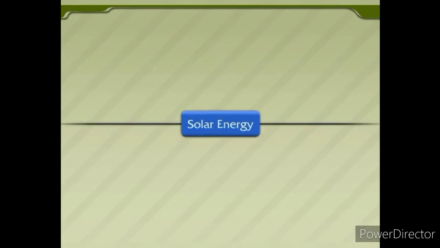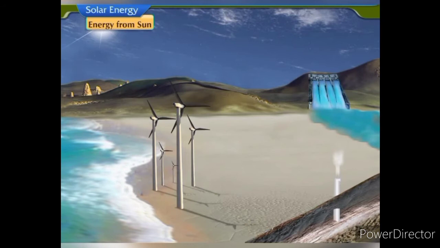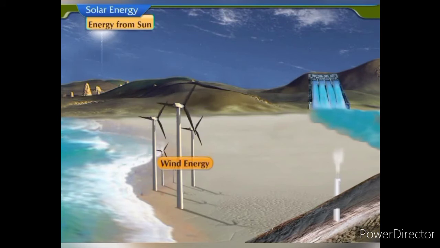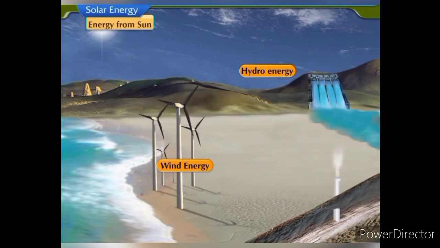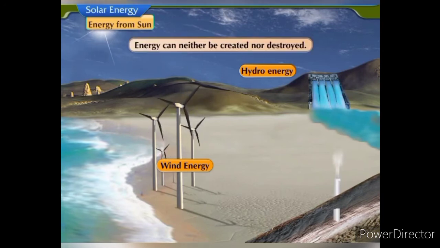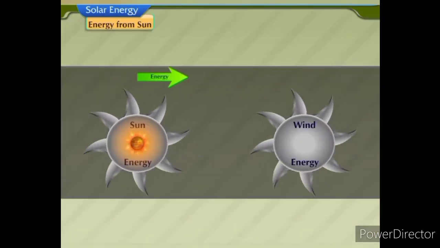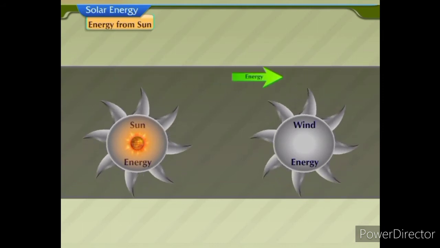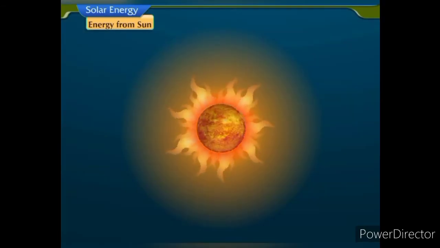Solar energy. Energy from sun. So far, we have discussed different sources of energy such as wind energy and hydro energy. Where do they get their energy from? You all know that energy can neither be created nor destroyed. So, some energy must have been converted into the kinetic energy of wind. What is that energy? It is the sun's energy.